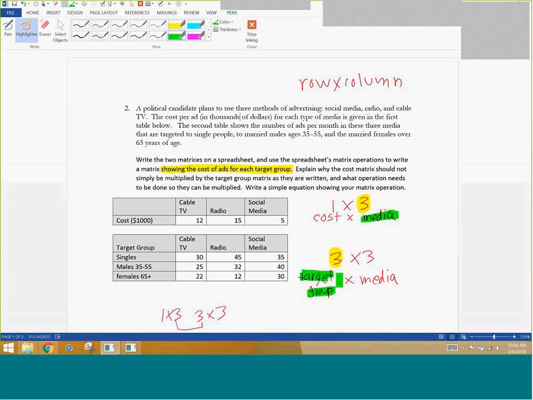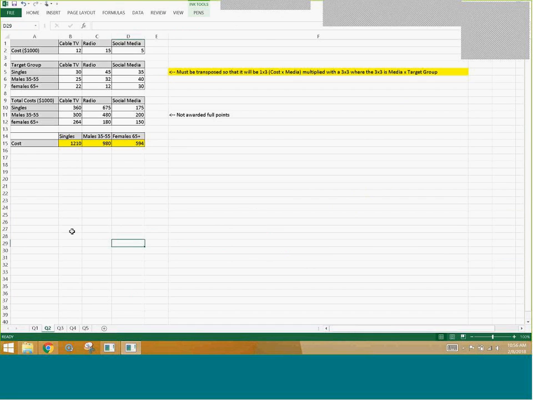So we can't multiply them as they are. Part of this question asked to explain why the cost matrix should not be multiplied by the target group matrix as they are written. It's because these do not match up. Now, there are 2 options here. I could rewrite this matrix in my file to be flipped around, so I would have my media going down the left here, and my target groups going across the top. I could flip it by typing it in differently, or I could use the transpose option that was given in the examples, and that's what we do here on number 2.